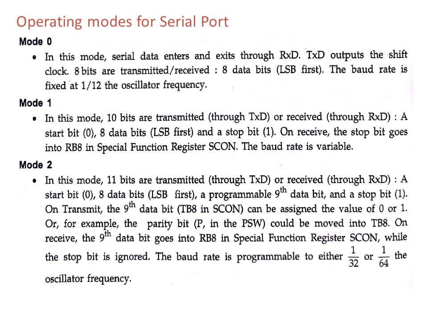If you consider mode 0, in this mode, serial data enters and exits through RxD only. TxD outputs the shift clock. 8 bits are transmitted or received. That means only 8 bits of data are transmitted or received in this particular mode. Then 8 data bits, LSB first. That means during transmission or reception, the LSB is considered first. The baud rate is fixed at 1 by 12 the oscillator frequency. So this is the important thing about mode 0.